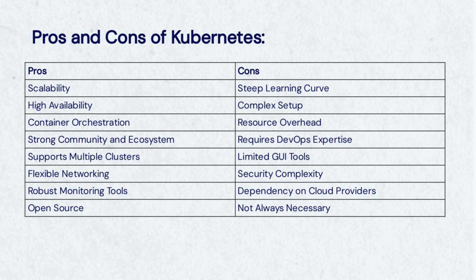Kubernetes is a powerful tool for managing containerized applications. It provides scalability and high availability, but it also comes with a steep learning curve and complex setup. With Kubernetes, you can orchestrate containers and benefit from a strong community and ecosystem, but it requires DevOps expertise and has some resource overhead. It supports multiple clusters and offers flexible networking, but it lacks GUI tools and introduces security complexity. Additionally, Kubernetes provides robust monitoring tools, but it may have dependencies on cloud providers and is not always necessary.